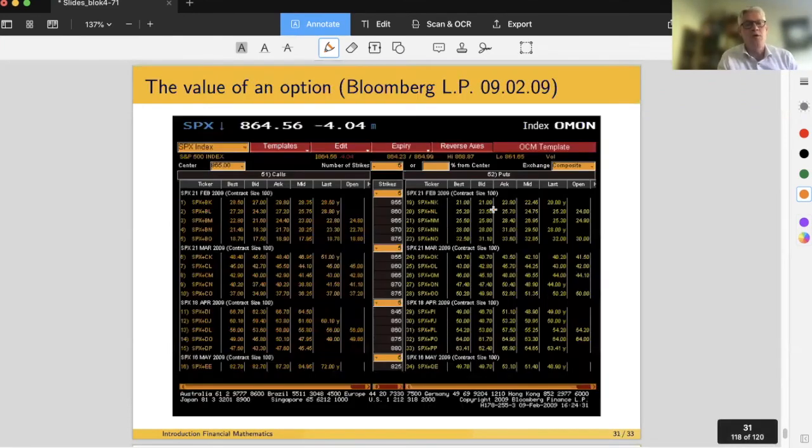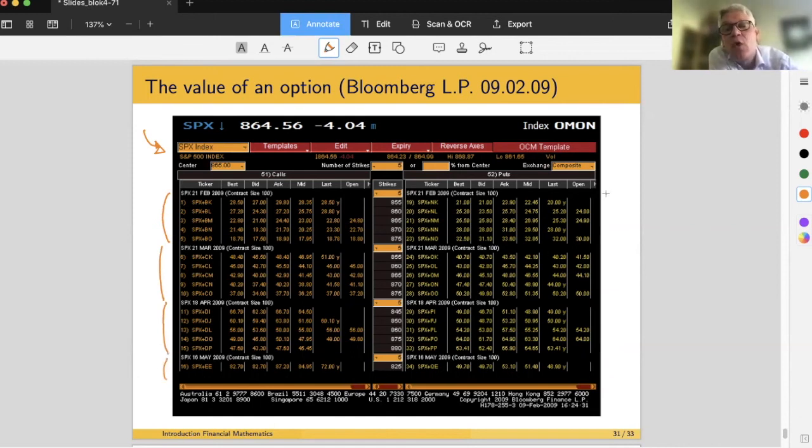And this almost concludes my presentation for today, a short one. I wanted to show you, this is a Bloomberg terminal 2009. I want to show you that this is for the S&P 500. The index value itself is like 864. We are here in early February 2009. And then for the expiration of February, you see here we have the call options. Here we have March, the call options. Here we have April, the call options, and May.